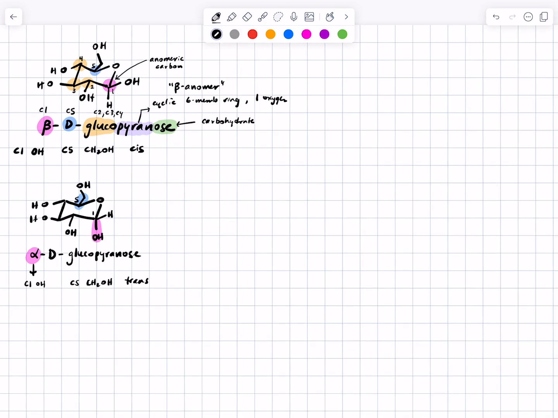The relationship between the alpha and the beta anomers, well, you tell me, what is the stereochemical relationship between those two? What would you say? Enantiomers, diastereomers, some other kind of isomer? Yeah, diastereomers. Remembering that if two molecules are stereoisomers but they're not enantiomers, they have to be diastereomers.